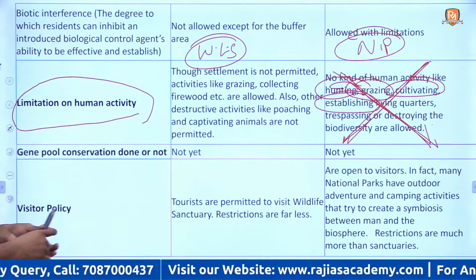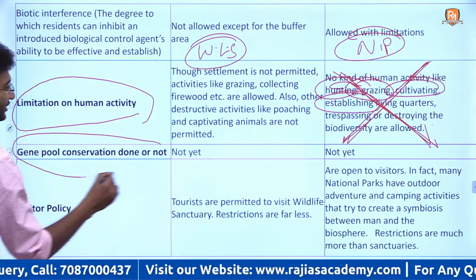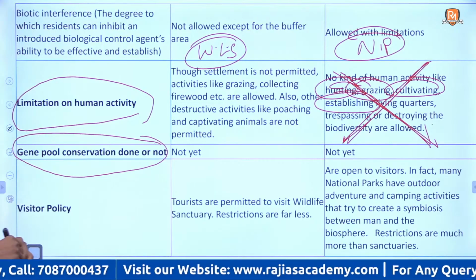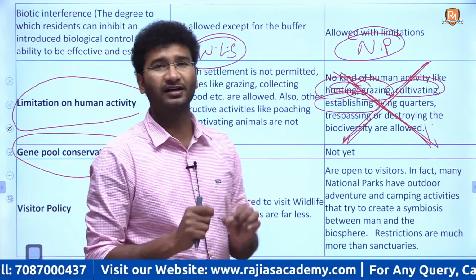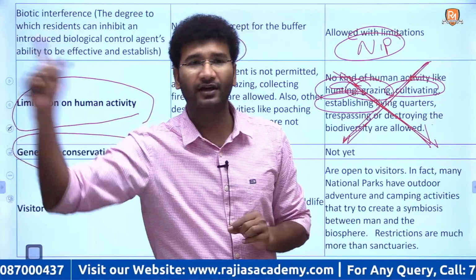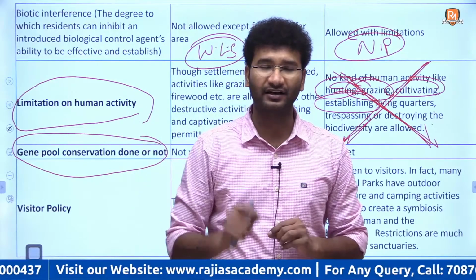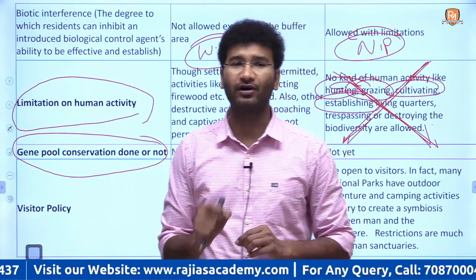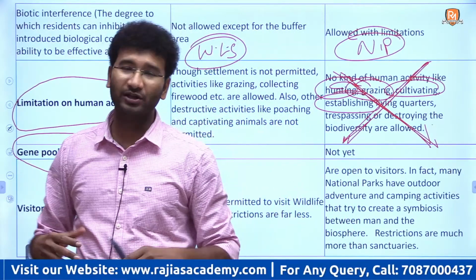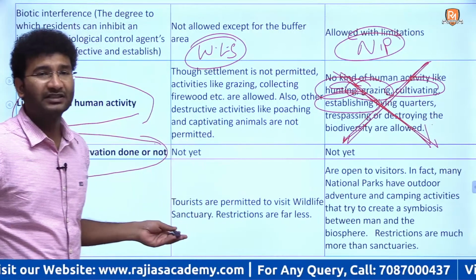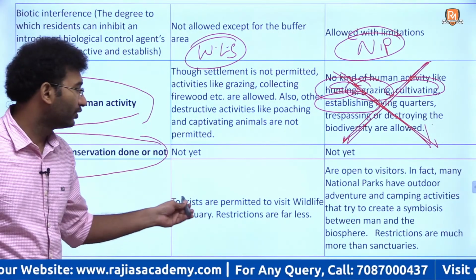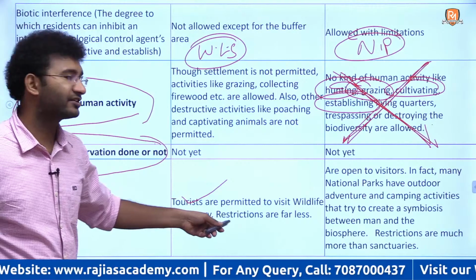Now, the other category is whether gene pool conservation is done or not. In both cases in India, the gene pool is not conserved in any of the protected areas. Visitor policy: both allow people to visit. Tourists are permitted into the wildlife sanctuary and restrictions are far less.